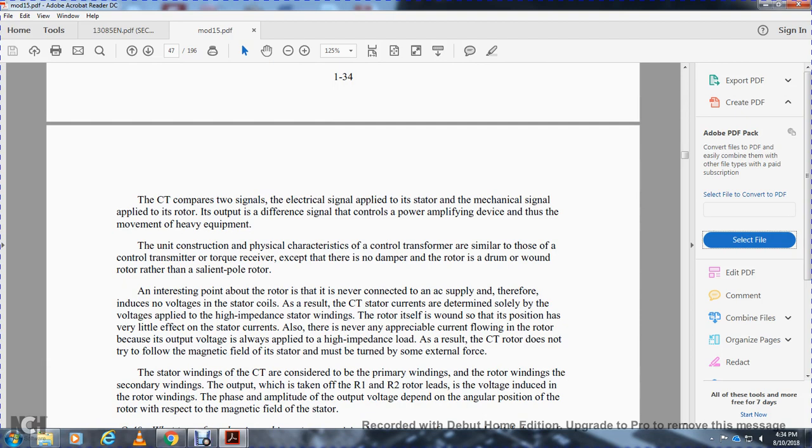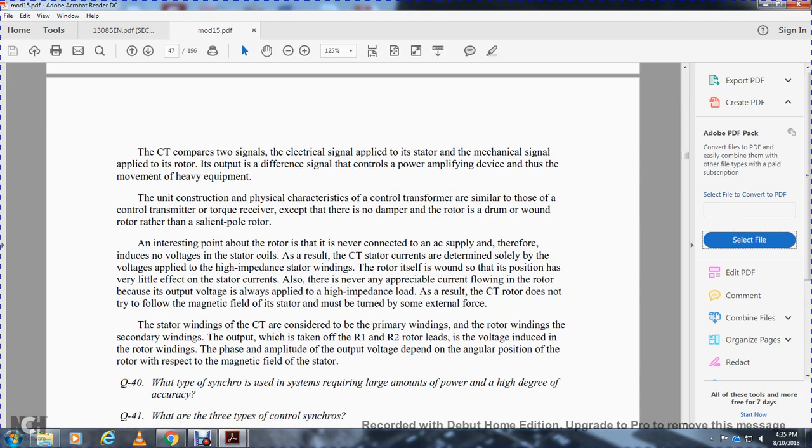An interesting point is that the rotor is never connected to the AC supply, so no voltage is induced in the stator core. As a result, in the control transformer the stator current is determined solely by the voltage applied and the high impedance of the stator winding. The rotor position has very little effect on the stator current, and no appreciable current flows in the rotor, because the output voltage is always applied to a high impedance load. The rotor does not turn the magnetic field of the stator; it must be turned by some external force.